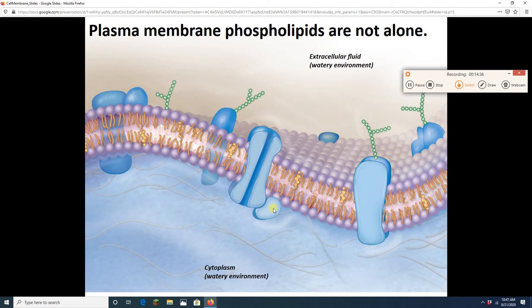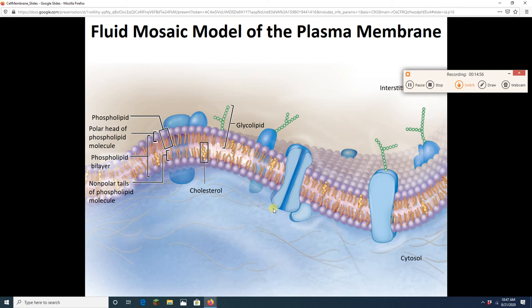All right, cool. Done with the phospholipids. But that's not all. There are also going to be other things, including proteins, sugars, and cholesterol. And we're going to talk about the three of them. The combination of all of these different things makes up the plasma membrane.